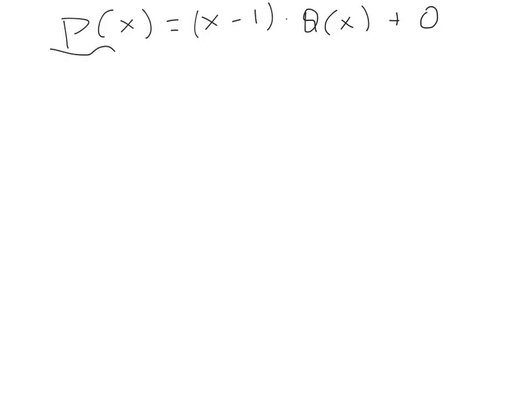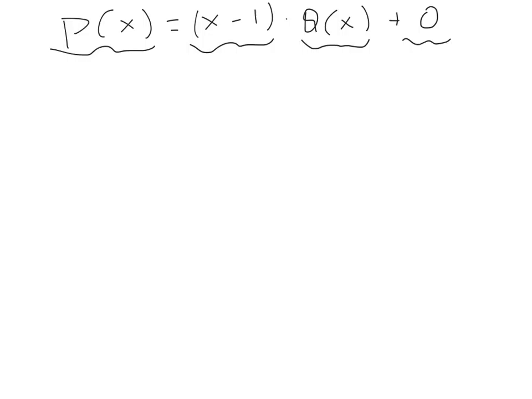P of x, what is this? This is the original polynomial that is divided, which means it is the dividend. So what is x minus 1? X minus 1 is the divisor. Q of x is the quotient. I'm not really interested in finding what q of x is. And 0 is the remainder.